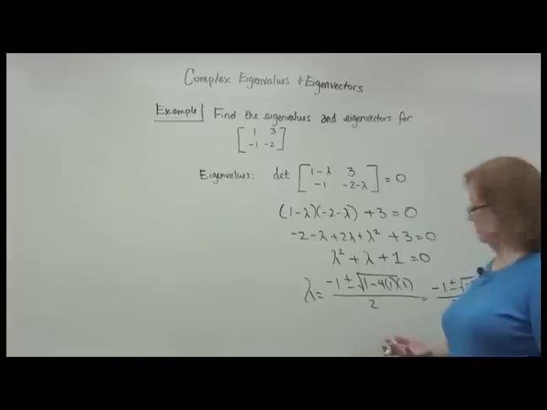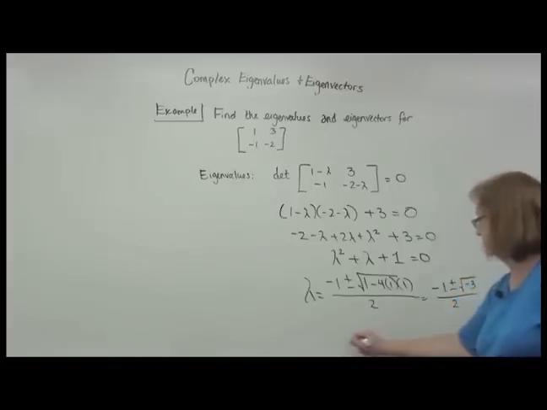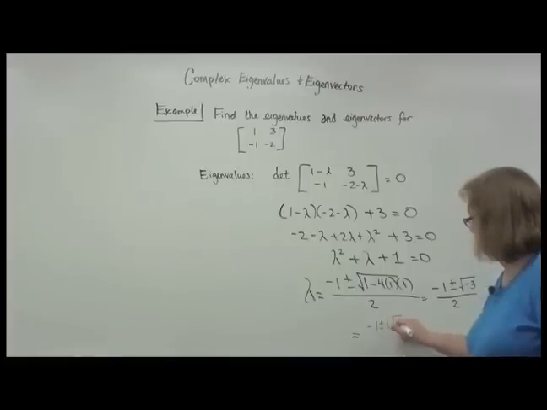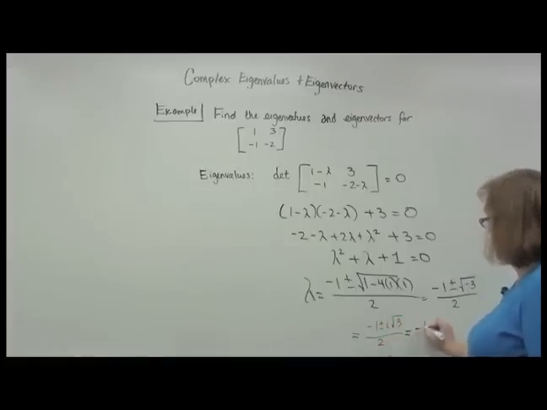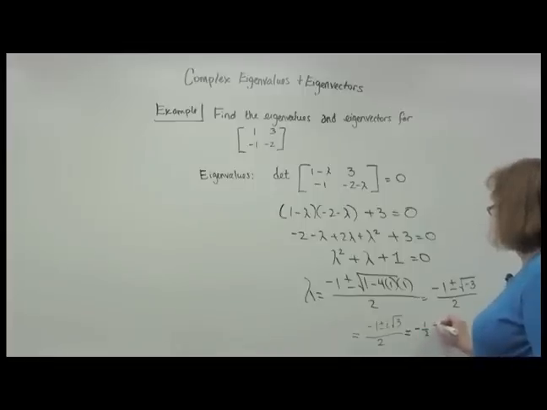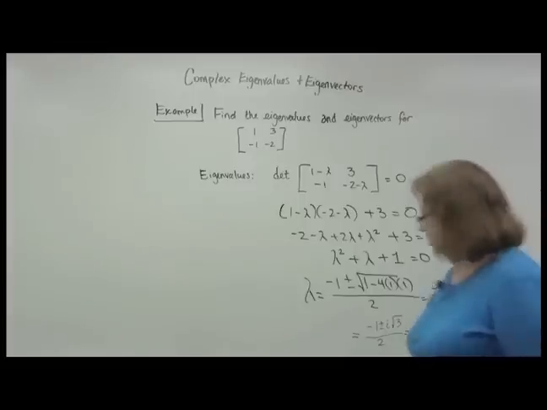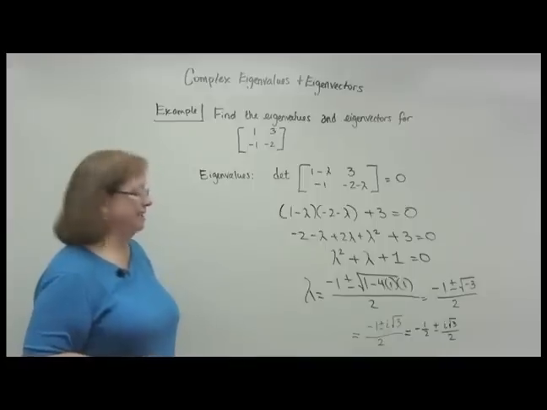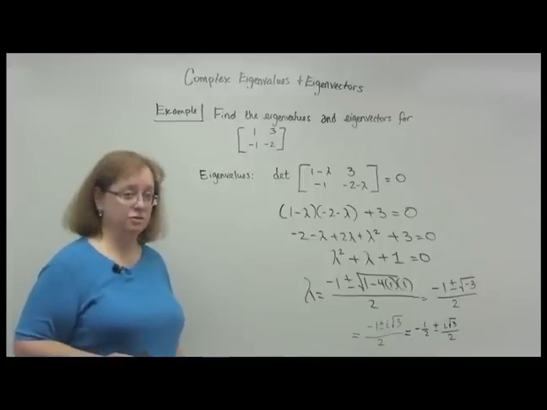Not as pretty as I would have hoped, but maybe it'll work out. That's the same thing as negative 1 plus and minus i root 3 all over 2, or you can write it as negative 1/2 plus and minus i root 3 over 2. So those are my eigenvalues. Now I need to find corresponding eigenvectors.